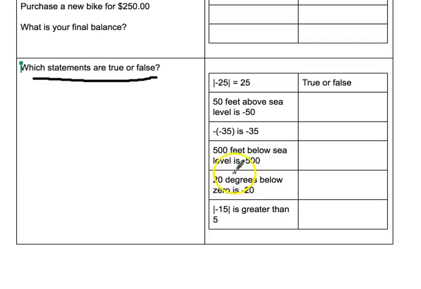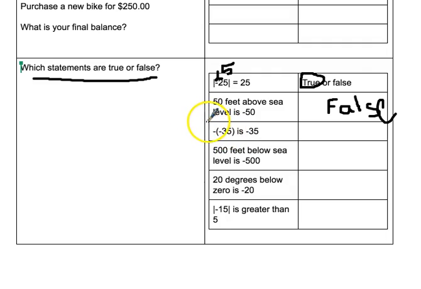Okay, let's check and see how you did. The absolute value of negative 25 is 25. 25 equals 25. That is a true statement. 50 feet above sea level is negative 50. No, that's false. 50 is not the same thing as negative 50. That is a false statement.